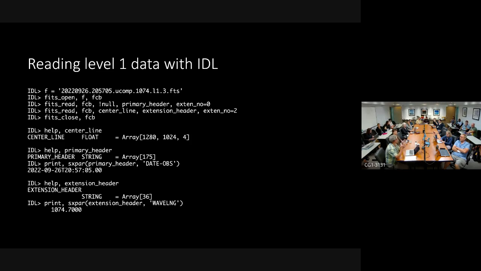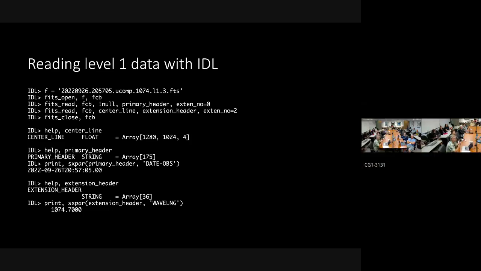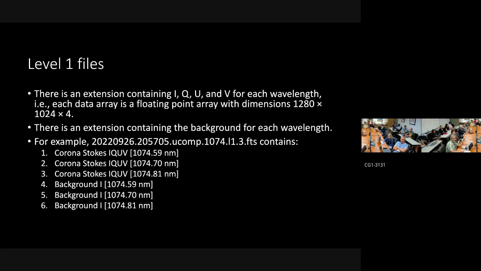Because you can't have no data, it has 0 as a scalar as the data in the primary header, and everything else is in the extensions. But the primary header has a lot of information. So you probably want the primary header, and then you want the extensions that you're interested in. Extension number 0 is always the primary header, and then you have to have a way to know what these extensions are in your file.